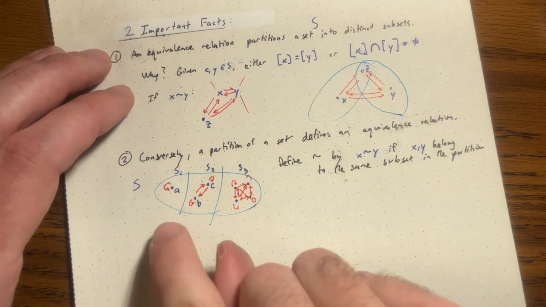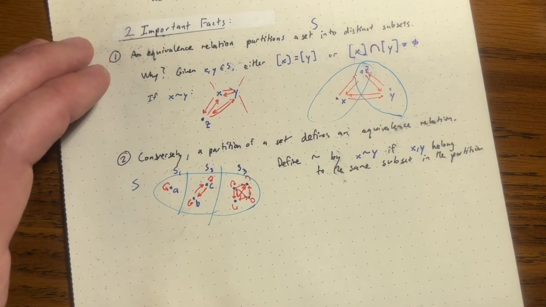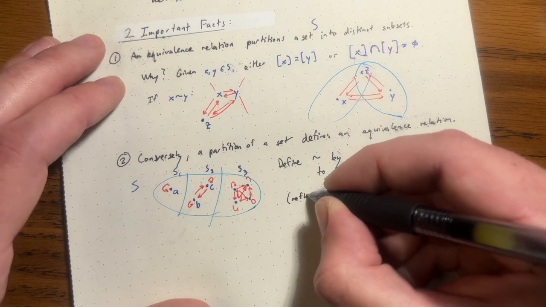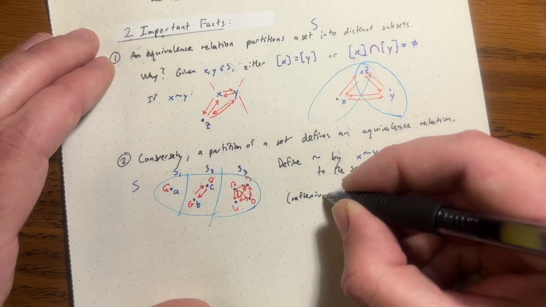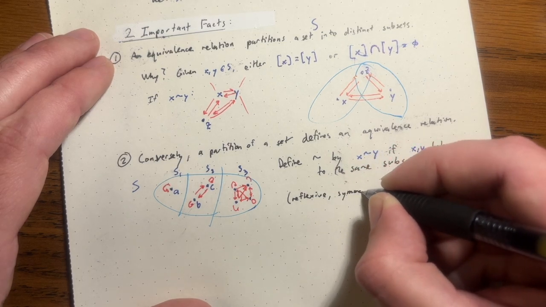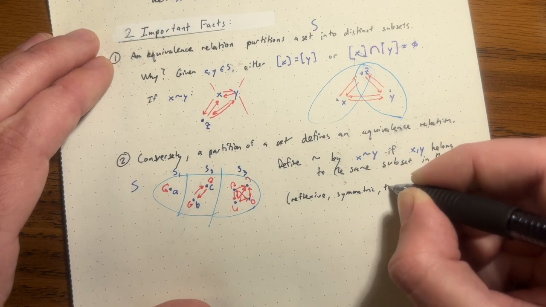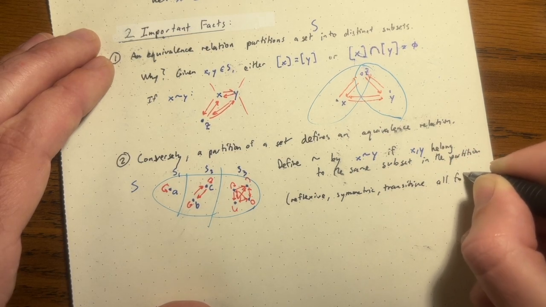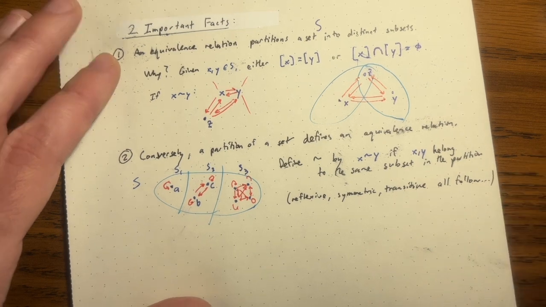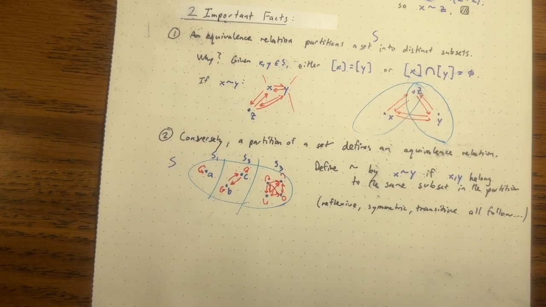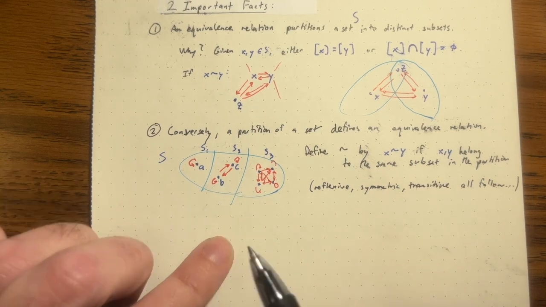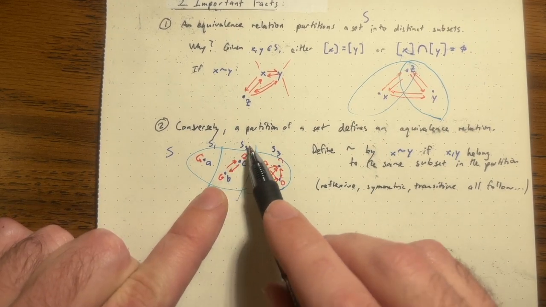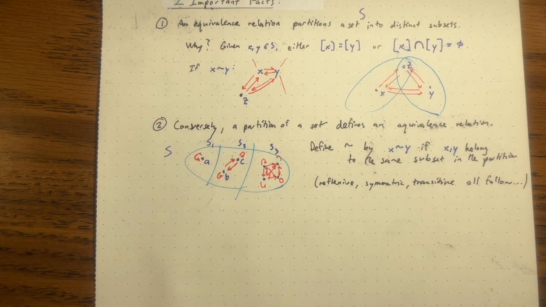Technically, you would have to now prove that this is reflexive, symmetric, and transitive, but that follows fairly easily, as long as you draw in all the arrows. So reflexive, symmetric, and transitive all follow from this construction, because again, you're drawing in all the arrows. You're saying something is equivalent to anything else in its subset. Okay.